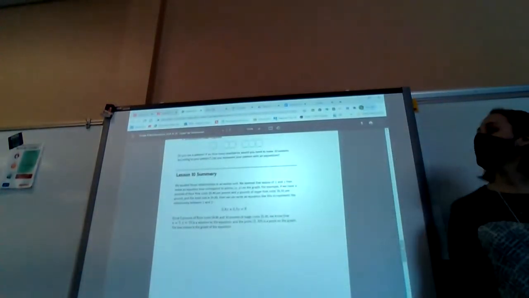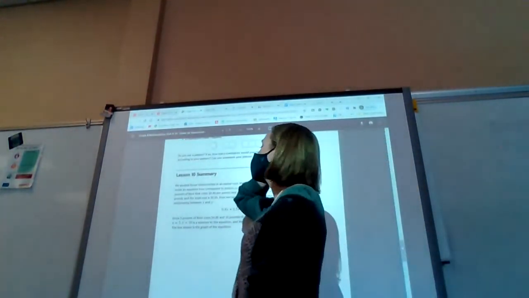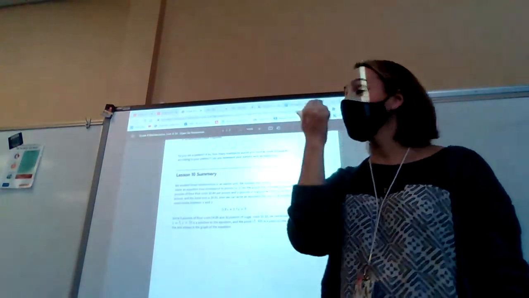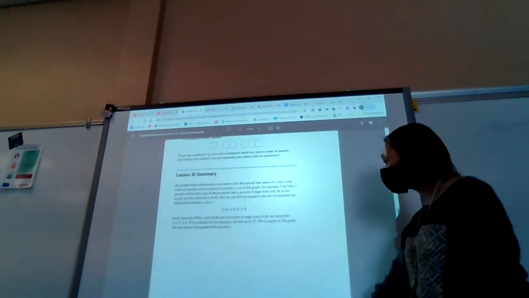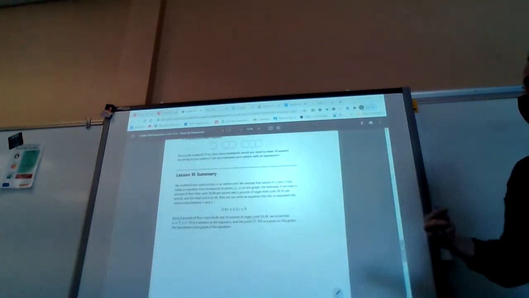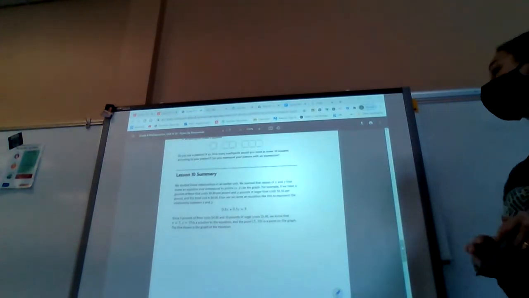Okay, so let's talk about the unit lesson 10 summary. This should be used as notes, as a review, and as a refresher to remember what we were doing. We've studied linear relationships earlier, in an earlier unit.